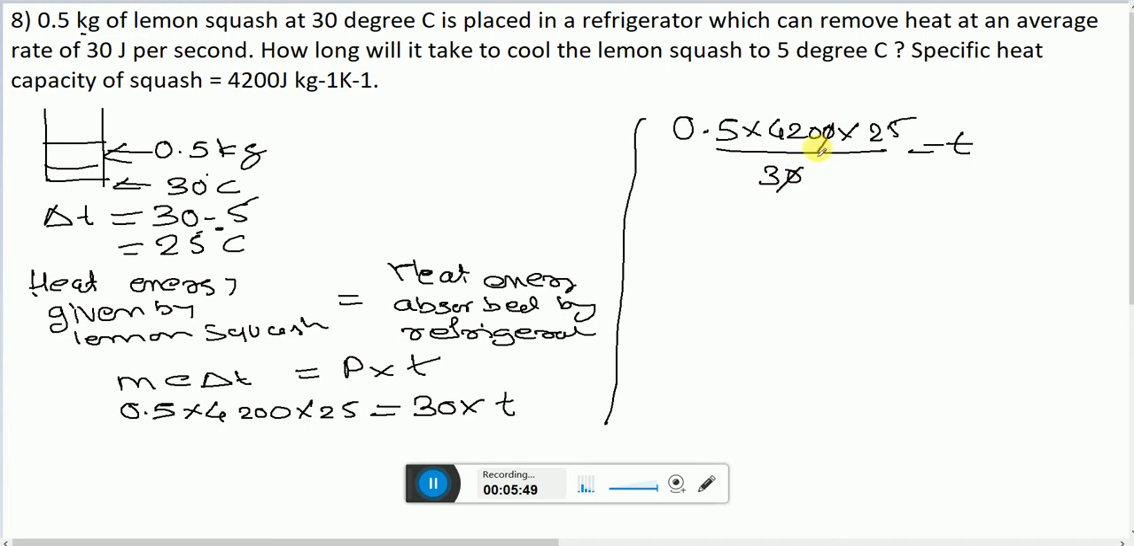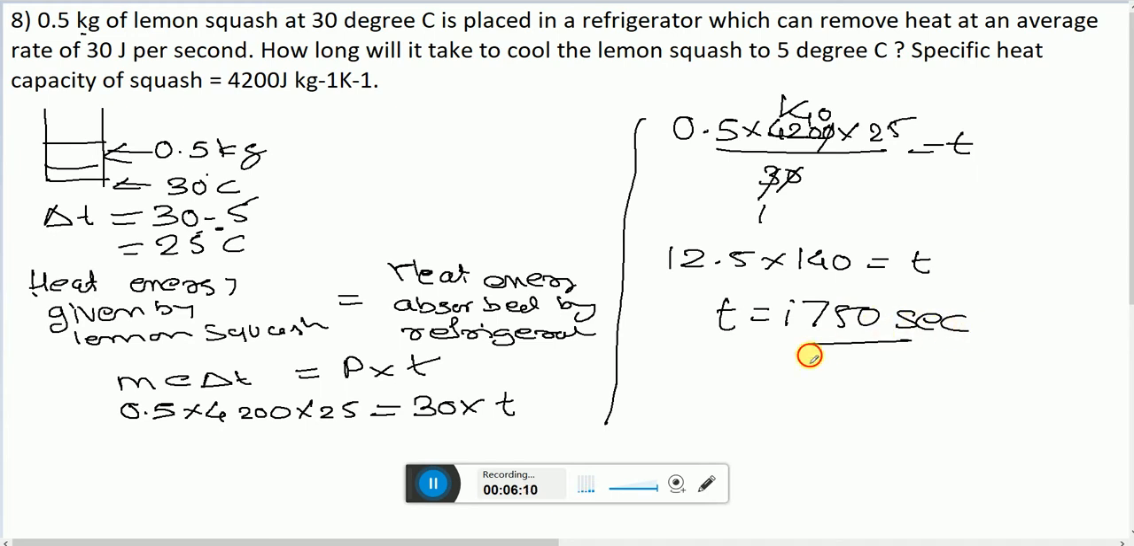This 0 can be cancelled. 25 into 0.5 will give us 12.5 into 140. We can say time is equal to 1750 seconds.